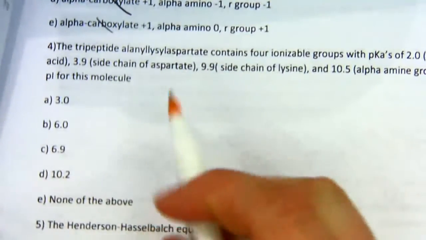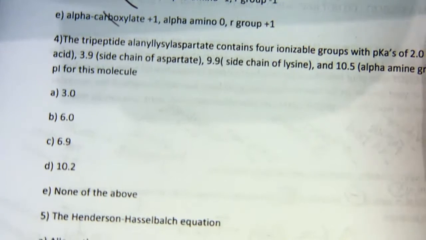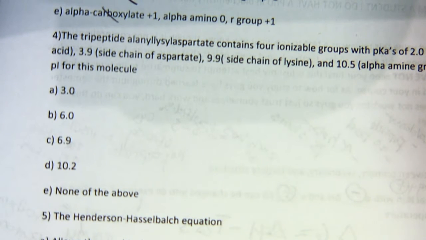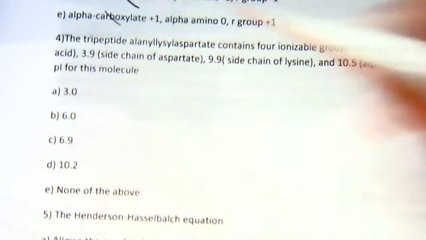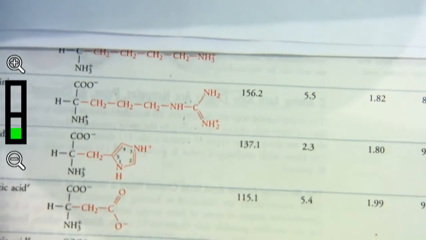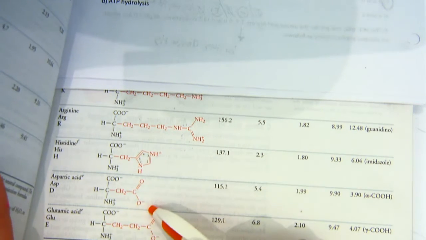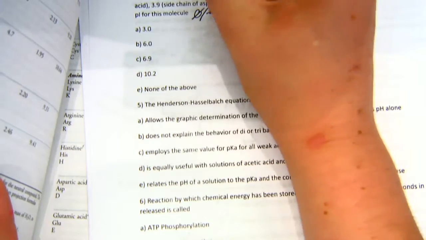All right, so number 4. A tripeptide contains 4 ionizable groups with pKa's of 2. Alpha carboxylic acid, which we said had the negative charge on it, right? Either negative or neutral. The side chain aspartate, 3.9, that looks pretty low, right? And if you look here in the book, right here, that's pretty low. Looking over here, that's a negative charge. So we can treat this like it's neutral or negative, right?